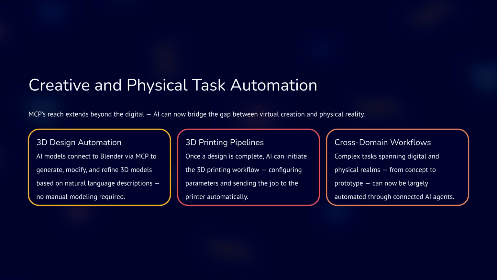MCP also enables creative and physical task automation. AI models can connect to design tools like Blender to generate 3D models from natural language. This extends to 3D printing pipelines and cross-domain workflows, automating tasks from concept to physical prototype via connected AI agents.